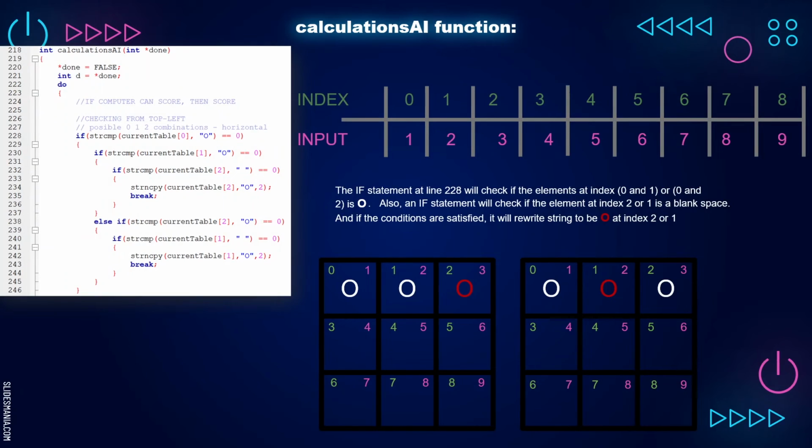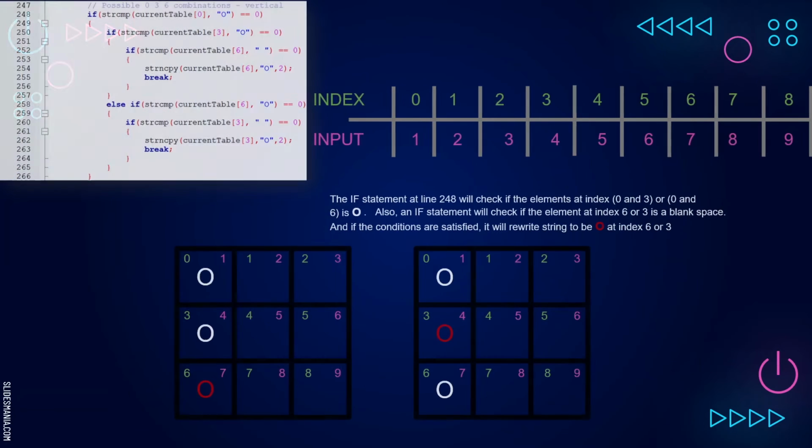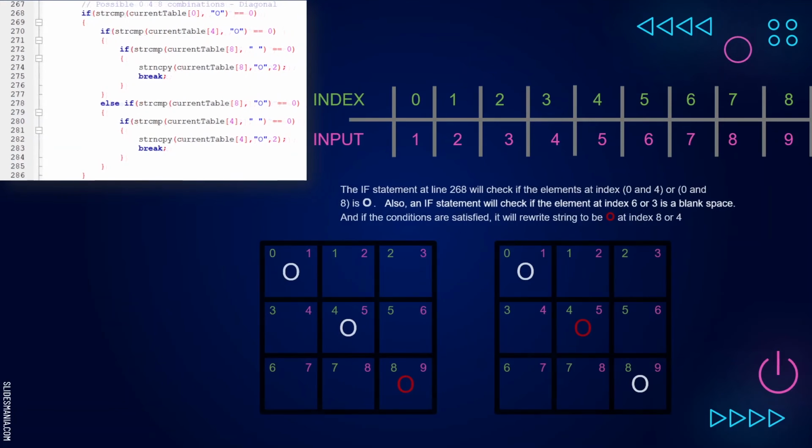Calculations AI function. As I've mentioned earlier, this function will serve as the core foundation of our computer in making its decisions. At line 228, we will check if the elements at indexes 0 and 1 or indexes 0 and 2 is O, and if the element at index 2 or 1 is a blank space, we will rewrite it to be O. At the next slide, we also did the same, but here we check the horizontal combination for index 0. Also at the next slide, we did the same.